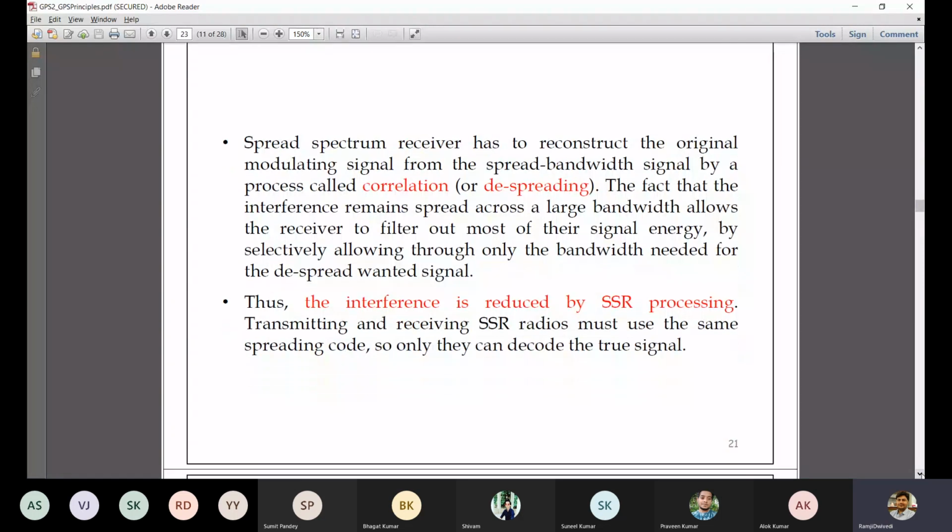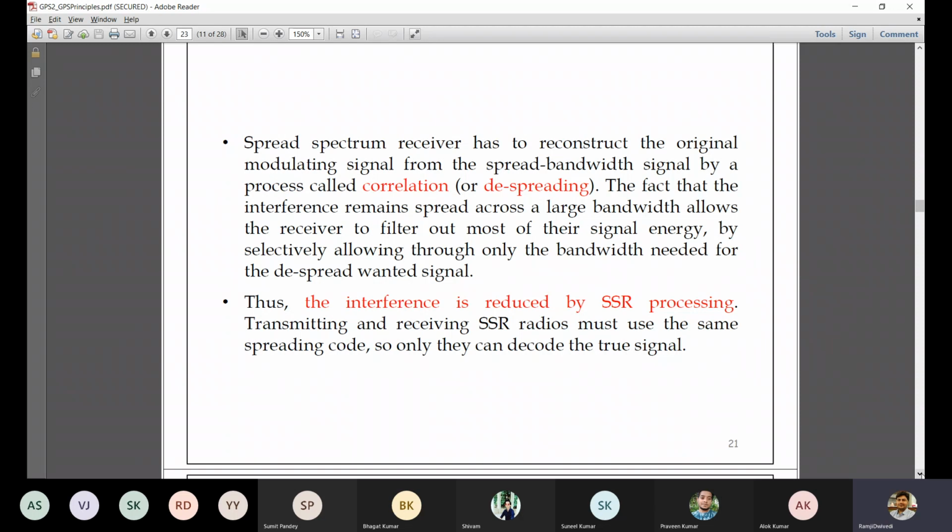A spread spectrum receiver has to reconstruct the original modulating signal from the spread bandwidth signal by a process called correlation. It's a very important phenomenon. I'll explain in detail about this. The fact that the interference remains spread across a large bandwidth allows the receiver to filter out most of their signal energy by selectively allowing through only the bandwidth needed for the despread wanted signal. See, the correlation phenomenon is a very popular phenomenon where you try to correlate between two signals.